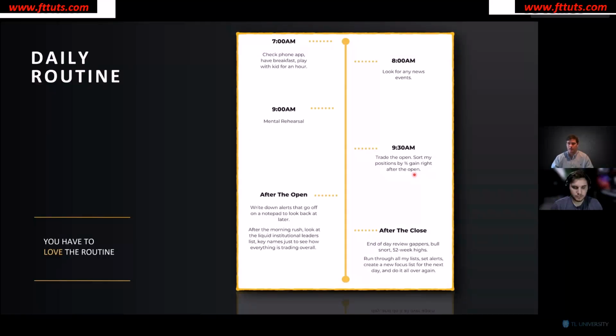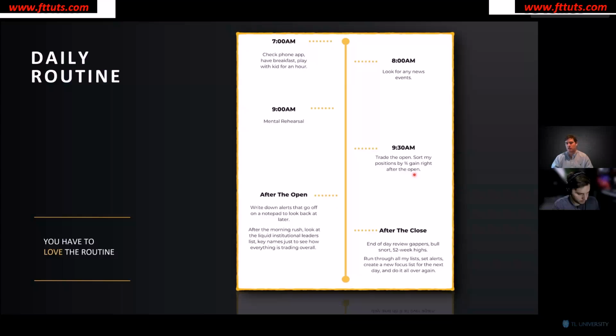And then I filter for the percent gainers list midday, because I do that on my Thinkorswim software. Then after the close, I quickly review the gappers, bull snorts, 52-week highs list. I run through all my lists just like I do on Sunday night. Usually takes me about an hour.